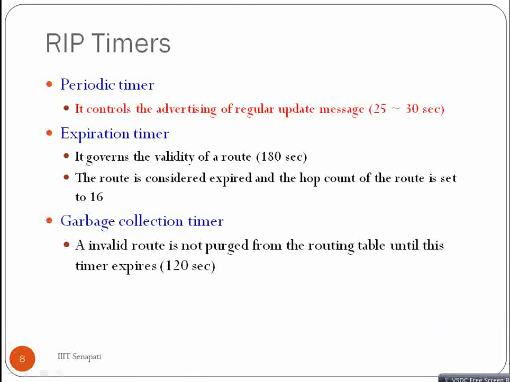I was telling you about the garbage collection timer. Information of a particular route is maintained in the routing table. After some time, some route information may become invalid, but just because it is invalid, it is not purged right away. Instead, it is continuously advertised with the metric value 16, the infinity, and this garbage collection timer is set to 120 seconds.